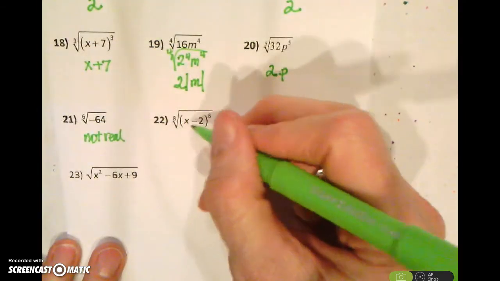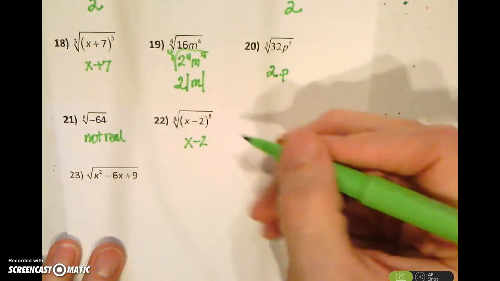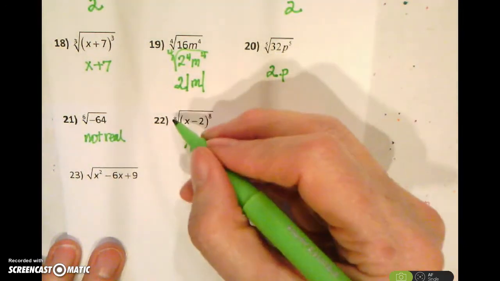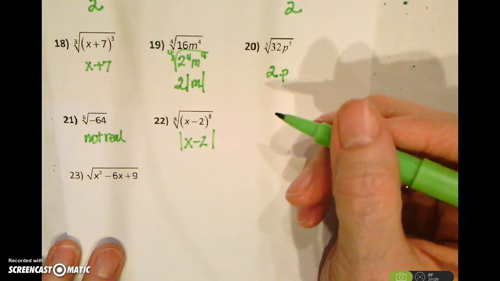The eighth root of x minus 2 to the eighth is going to be x minus 2. Do I put an absolute value bar? You're right. This is an 8, which is even. So I need the absolute value bars around that.